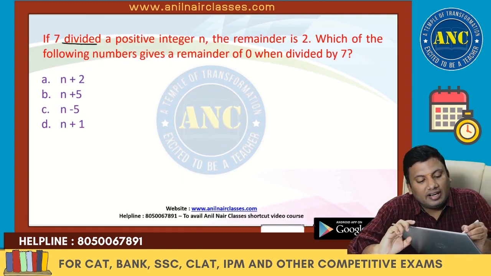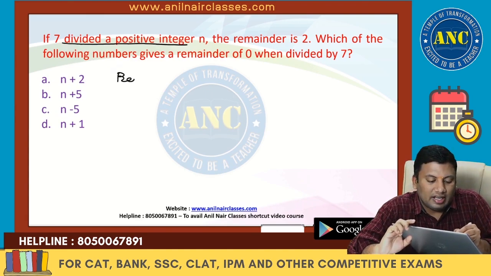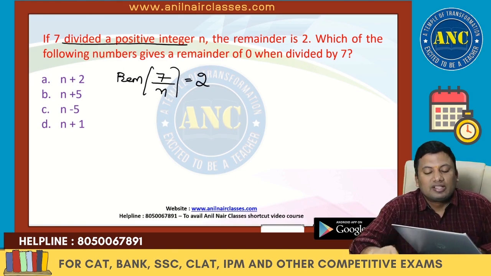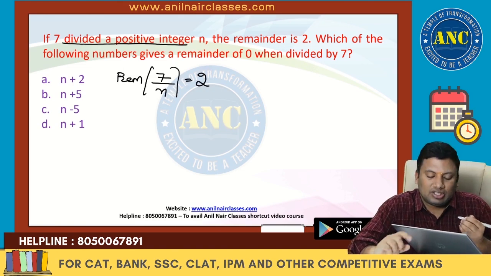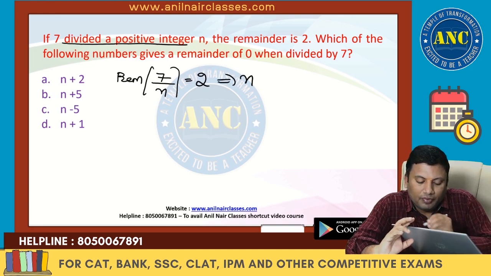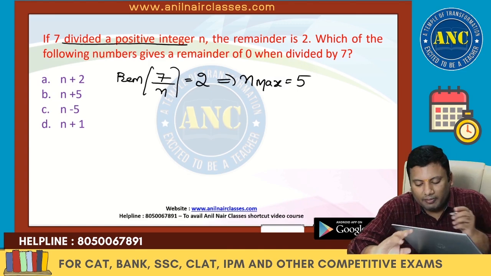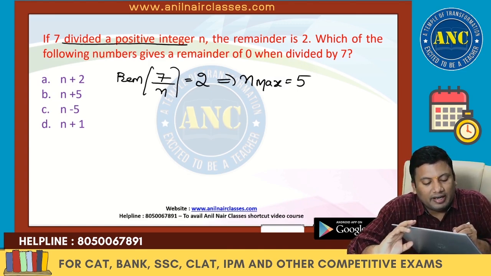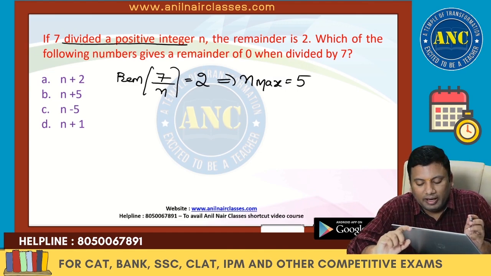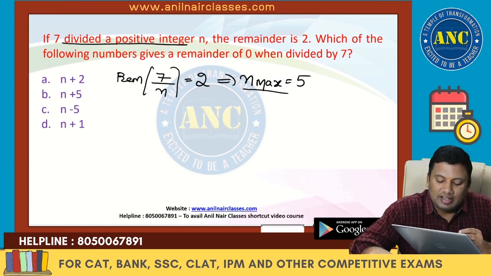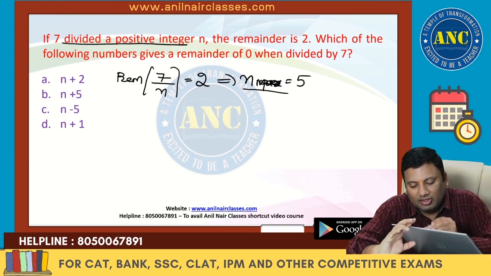When 7 is divided by a positive integer n, the remainder is nothing but 2. 7 divided by what is the largest number that will give remainder 2, that is nothing but 5. 7 divided by 5, 5 ones are 5. Positive remainder is nothing but 5. Right? Because it is the smallest, obviously the only value that is possible is nothing but 5.